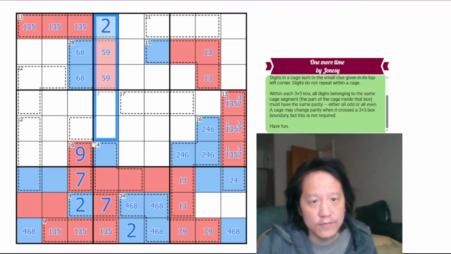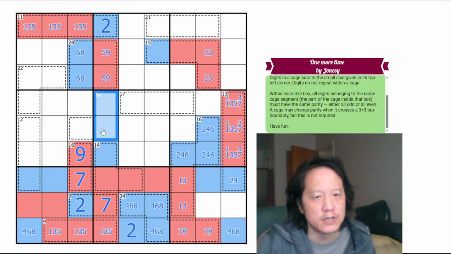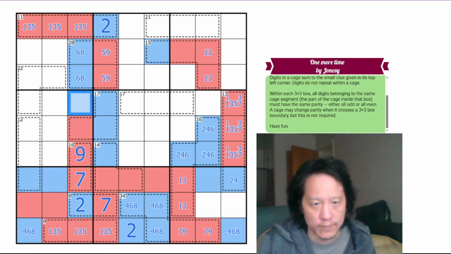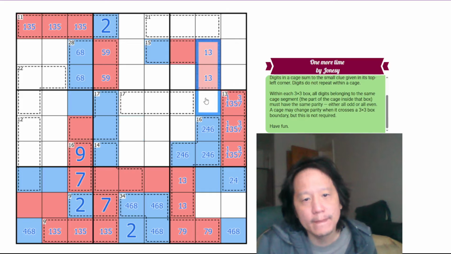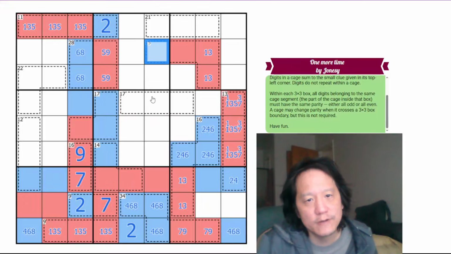We have in column 4, 5 odd digits. So this can't be odd. That's even. Since these are both even, that forms an even number. But to add up to an odd number, we also need an odd digit. So this is odd, which means we have in column 3, 5 odd digits. So this must be even. These are odd. This is odd. This must be even.